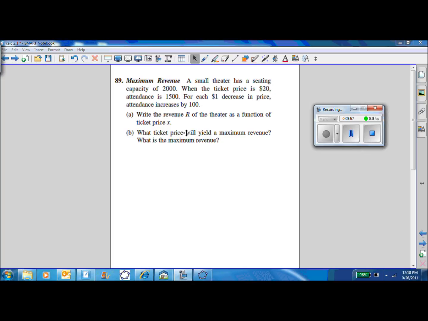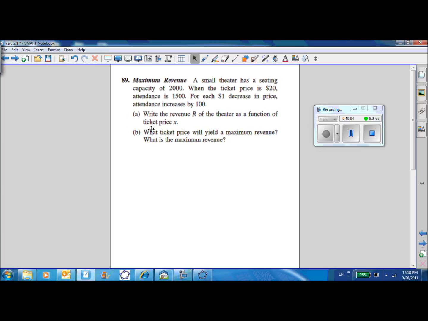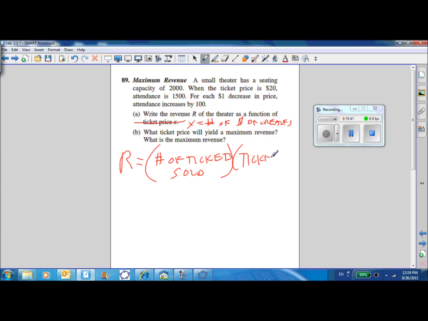Well, the first thing I'm going to do here is I'm not going to write that as the ticket price. I'm going to change the name of the variable, just because it's going to be easy for you to conceive the problem. If instead we let x equal the number of $1 decreases. So now when we start talking about revenue, revenue is number of tickets sold times the ticket price.